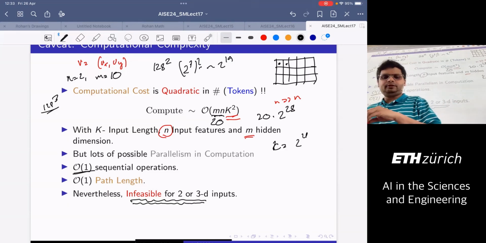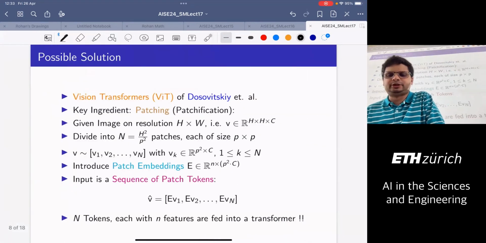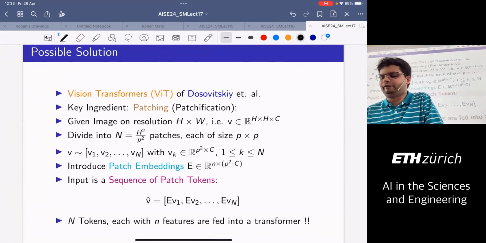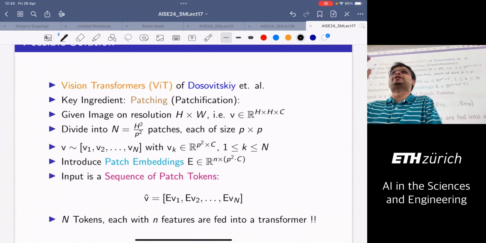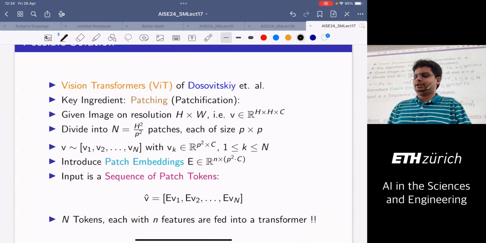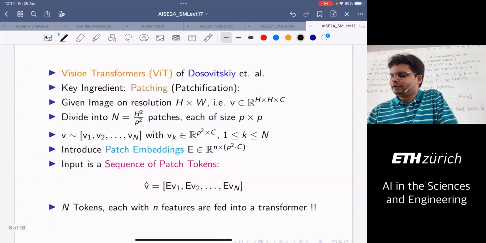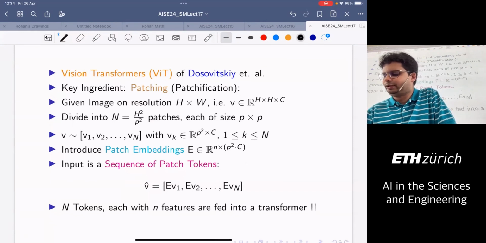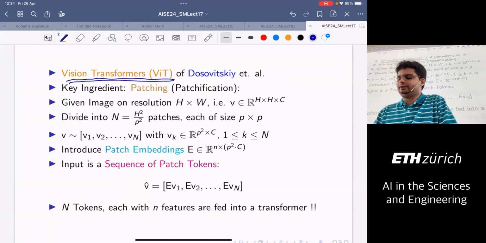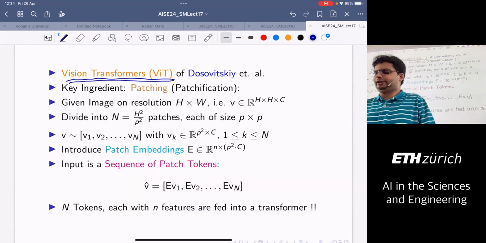Good. Let's move on. So one possible solution, which is widely used in vision, because vision has exactly the same problems, remember that the inputs are images, is what is called vision transformers. This was actually proposed mostly by people sitting at Google in Zurich. And let me explain what it is, and then we can look at some of the details.